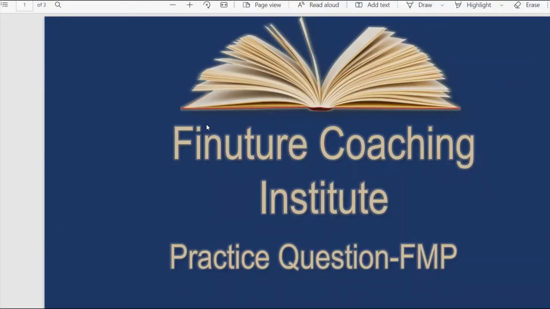Today we will look at one of the practice questions from paper 3, that is FMP, and it is based on the interest rate swap valuation.